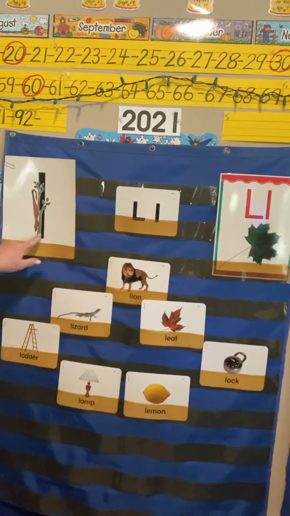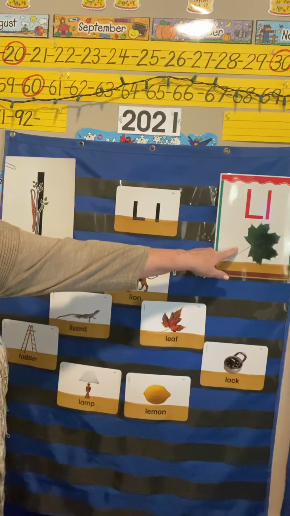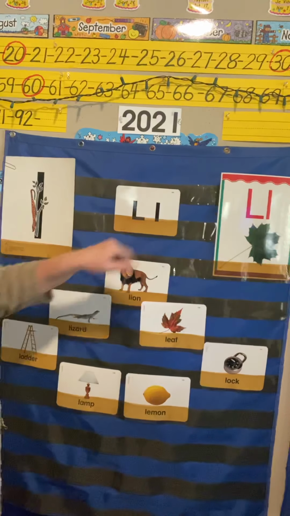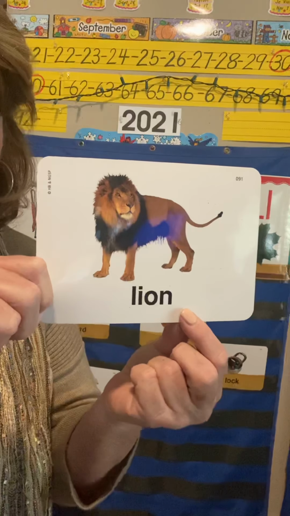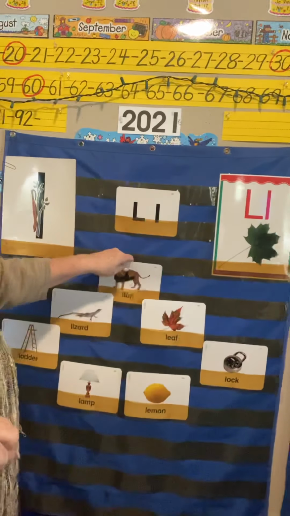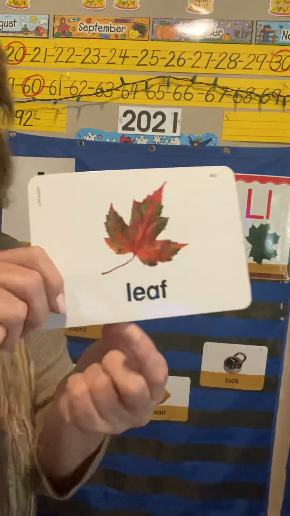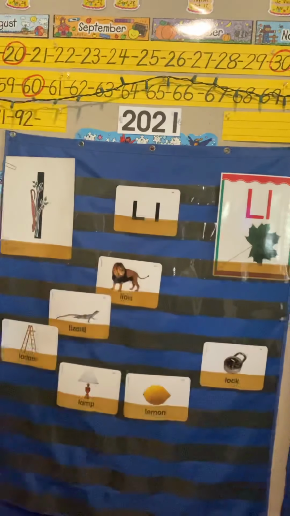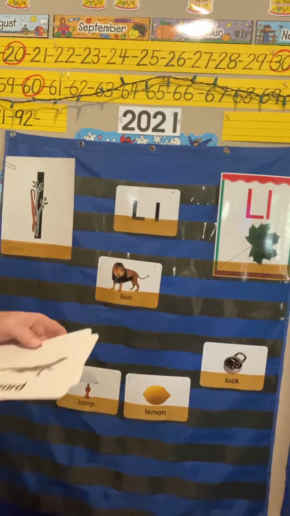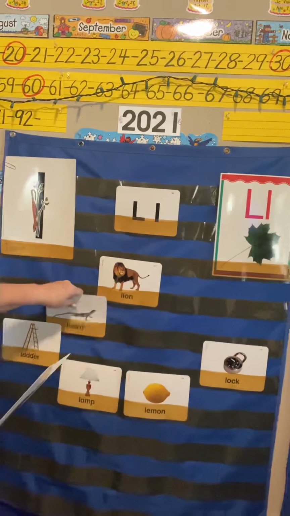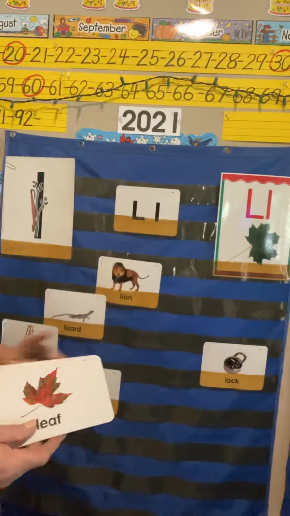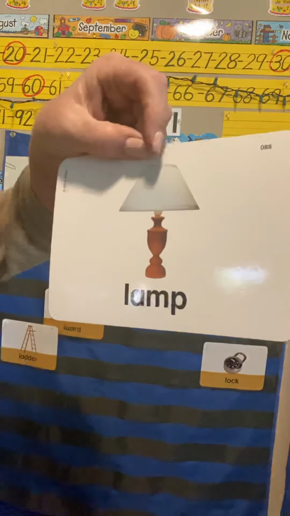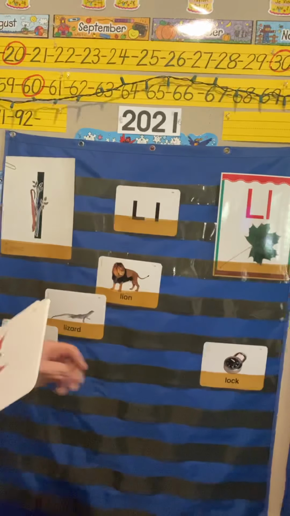So we've got Lizzie, lizard, leaf, capital L, lowercase l. Here's one of our words. L is for lion. L is for leaf. I'm going to take that over to the table because we might use that. L is for lizard. L is for lemon. L is for lamp and light.